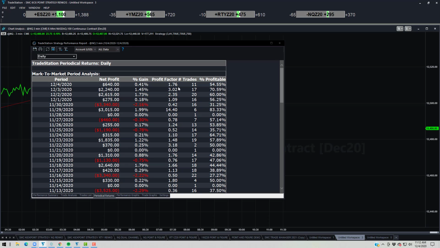1.76. Isn't that cool? Because the back test and the walk forward optimizer has told us that we're going to be about 56% profitable. And what did the back test tell us? That we're going to have a profit factor of about 1.5 to 1.7. There it is. Now, that's only one night, but I didn't have to do a darn thing.